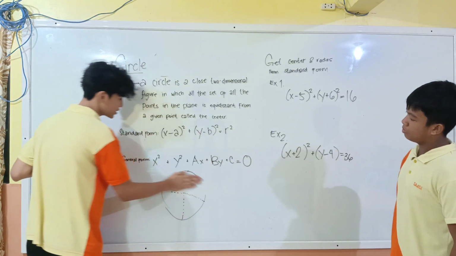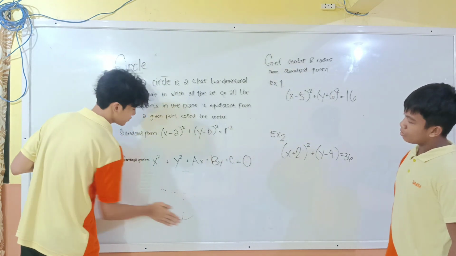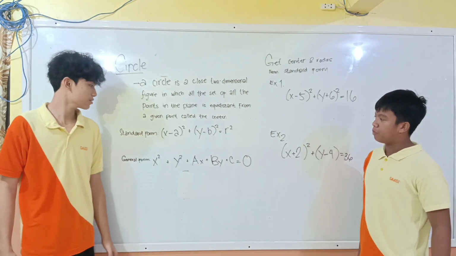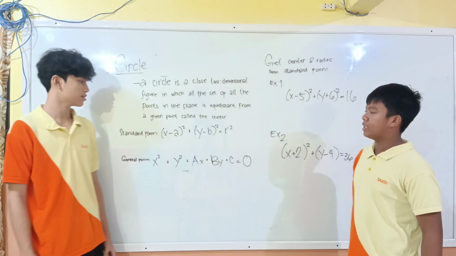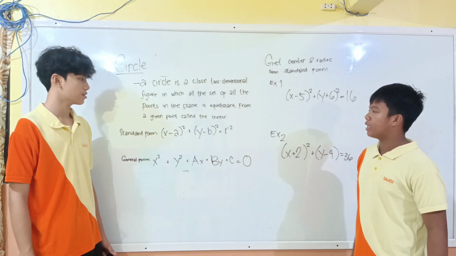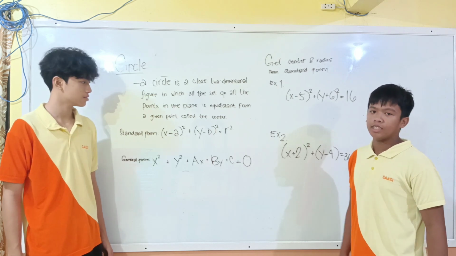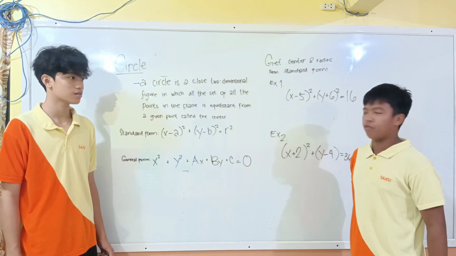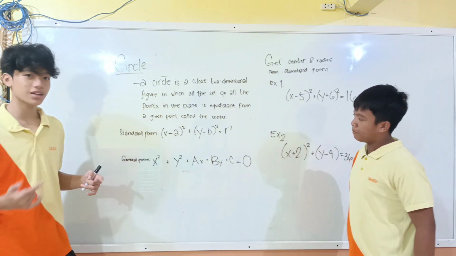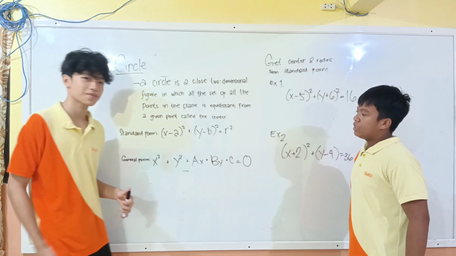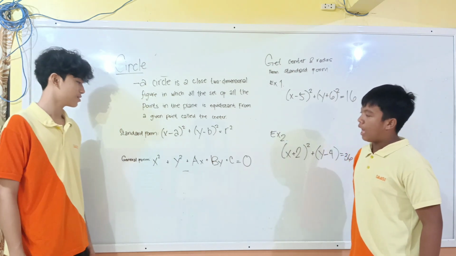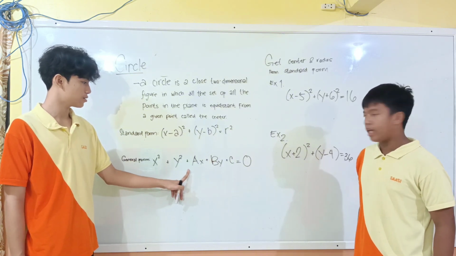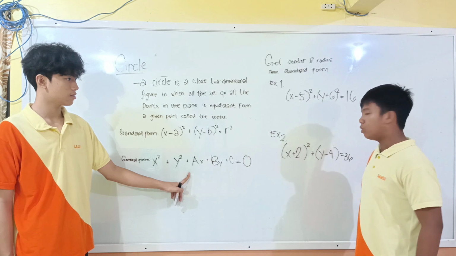So right here we have the standard form and general form of a circle. Audrey, can you please tell us what the standard form of a circle is? The standard form of a circle is (x minus a) squared plus (y minus b) squared equals r squared. Now, Audrey, can you tell us what the general form of a circle is? The general form of a circle is x squared plus y squared plus ax plus by plus c equals 0.